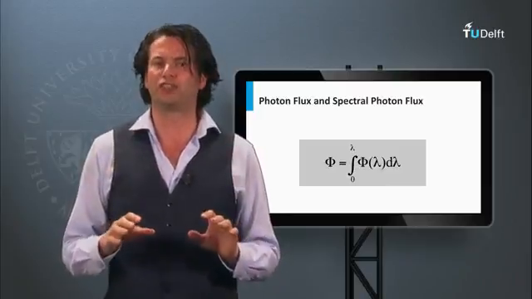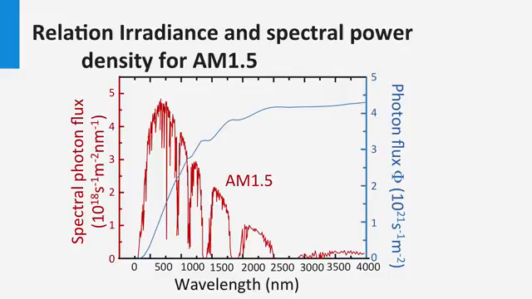So if we integrate the spectral photon flux over lambda, we get the photon flux. In this graph, the spectral photon flux is presented. The area under this graph represents the photon flux. The blue line shows the photon flux in the AM 1.5 spectrum up to the wavelength lambda. It shows that up to 4000 nanometers, the AM 1.5 spectrum has a photon flux of 4.3 times 10 to the power 21 photons per second per square meter.